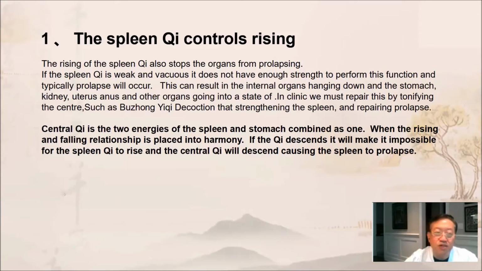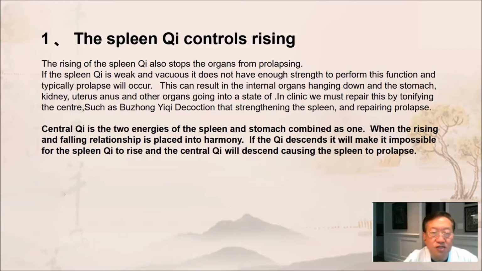The rising of spleen qi also stops the organs from prolapsing. If the spleen qi is weak and vacuous, it does not have enough strength to perform this function, and typically prolapse will occur. This can result in the internal organs hanging down and the stomach, kidney, uterus, anus, and other organs going into a state of prolapse.